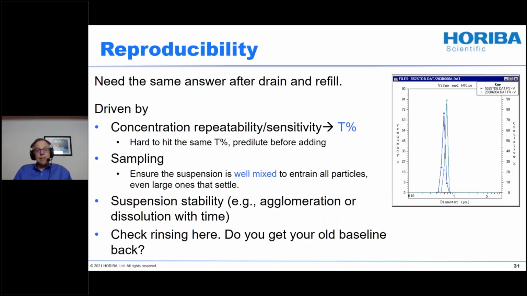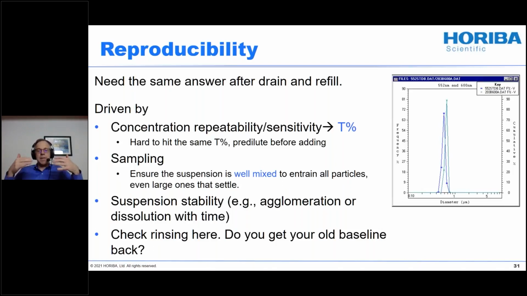Another issue that could come up in reproducibility is suspension stability. Do you have agglomeration or dissolution effects or any other chemical effects with time? Finally, this is a good time to check that your cleaning routine is good. Look at your baselines. If they're drifting up as you do repeated measurements, it means you have a cleaning concern and you want to address that early in the development process.